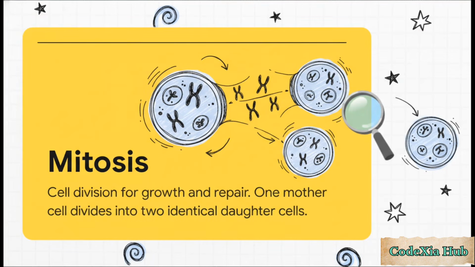The first and most common type is something called mitosis. This is the process your body uses pretty much all the time for basic growth and repair. It's this beautiful, orderly dance where one mother cell duplicates everything inside it, including all its DNA, and then splits into two perfect, identical daughter cells.